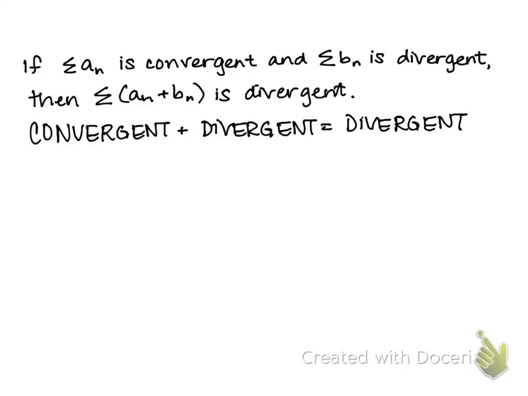Okay, in this lesson, we're going to talk about the convergence or divergence of the sums of series. So the first rule is that if one series is convergent and another series is divergent, then the sum of those series is divergent. Okay, so let's look at an example.